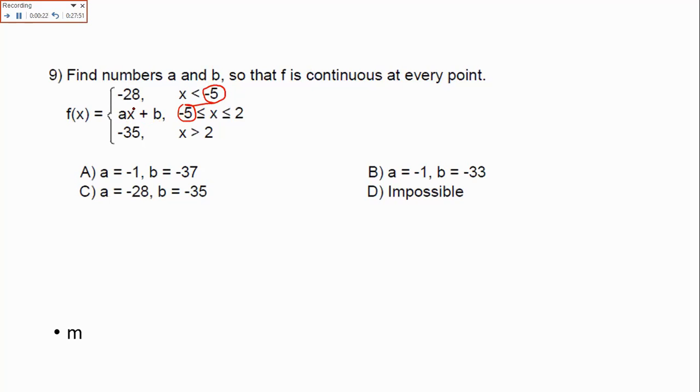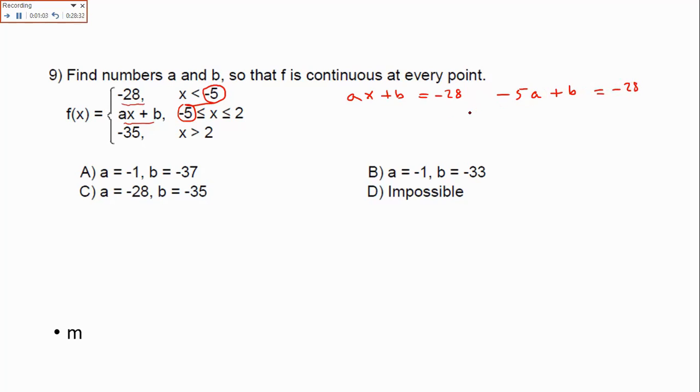So we can take the equation. The bottom equation is ax plus b. We have to equate it to minus 28, because if x is negative 5, it could be this one or it could be this one. For it to be continuous, we can replace x. So if we replace x, we get minus 5a plus b equal to minus 28.